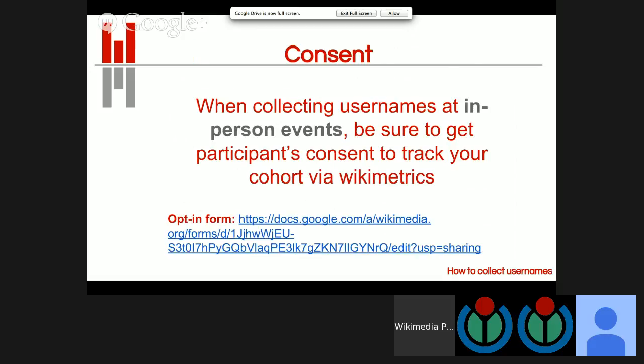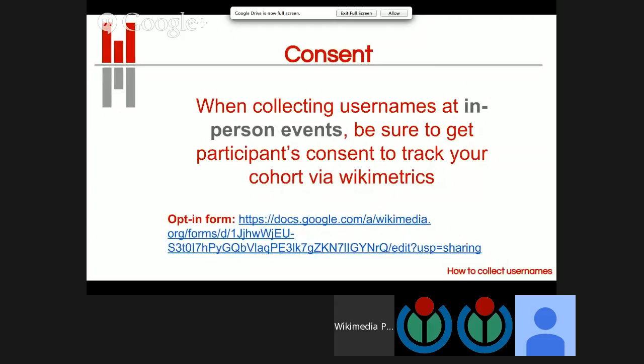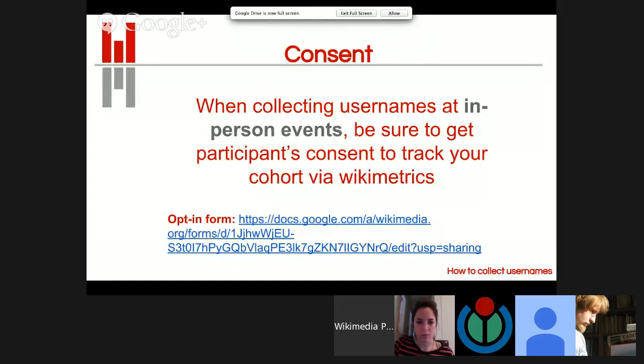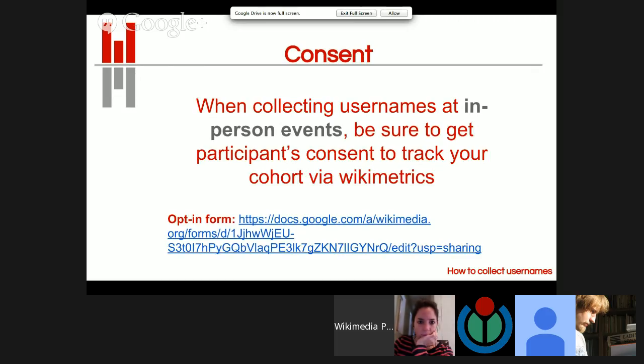Importantly, you really need to collect consent for in-person events. If you use a wiki page for an event, you can simply put in some of the opt-in language that's in the opt-in form at the bottom. It's a way to give people the opportunity to give you permission to use their data, because Wikimetrics allows so much more access to data. So again, if you're at an in-person event, you want to print out the opt-in form and have that available so people can read it and sign it.